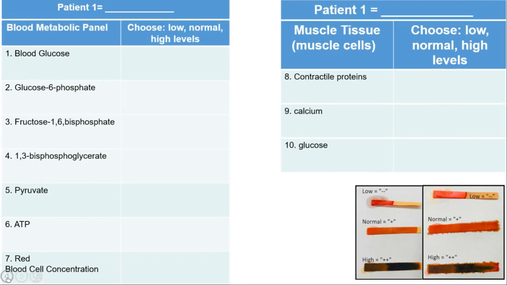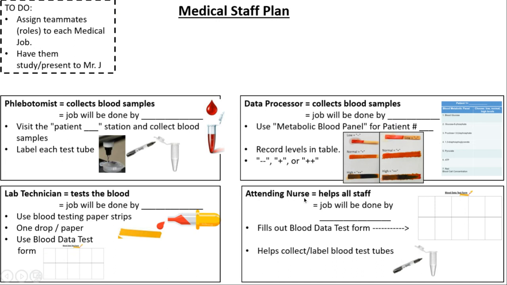All right, the final role is attending nurse, and that just means they help all the staff. So if the phlebotomist needs help labeling the test tubes, then the nurse should go with them to do it. If somebody needs help organizing the blood data test form, the nurse should help do that. If the data processor is having a hard time filling out the data, the nurse can help them do that. So the nurse is just an all-around helper. They can help collect and label blood test tubes. They can help fill out the blood test form, whatever the team needs.